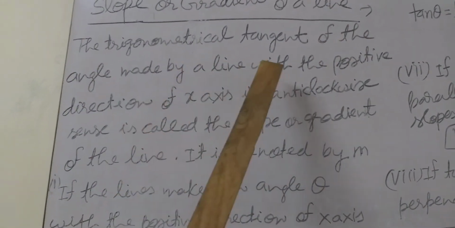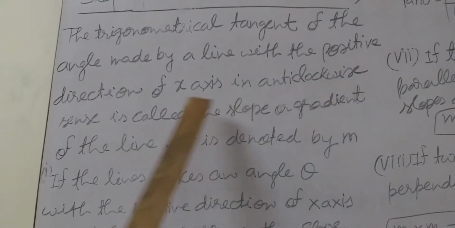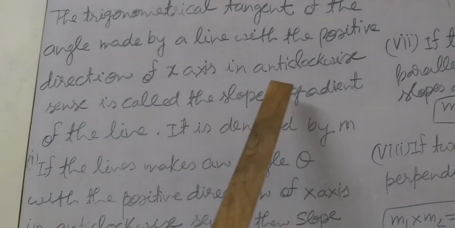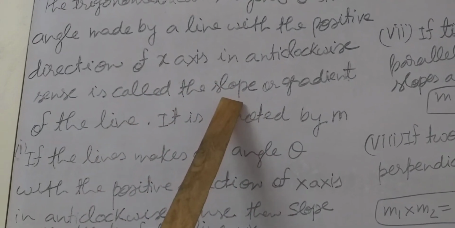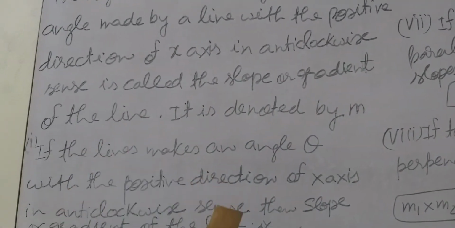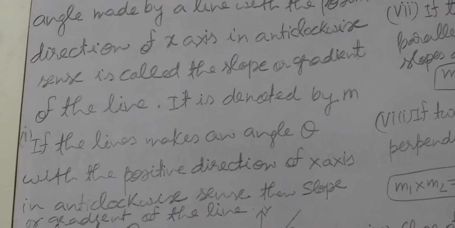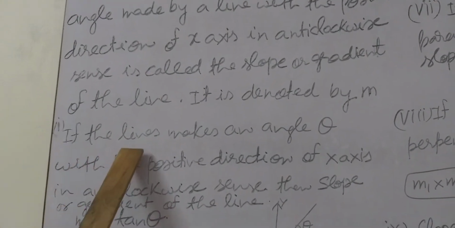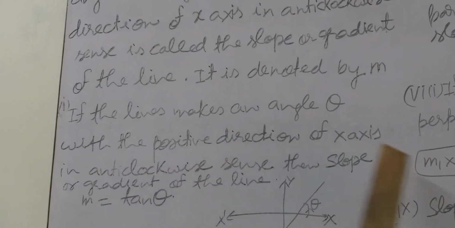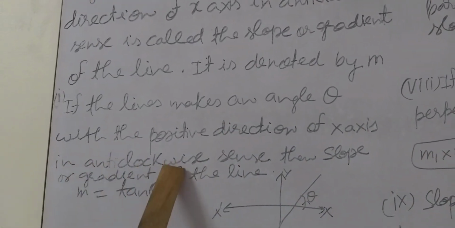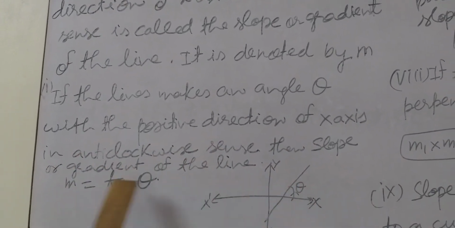The trigonometrical tangent of the angle made by a line with the positive direction of x-axis in anti-clockwise sense is called the slope or gradient of the line. It is denoted by m. If the line makes an angle theta with the positive direction of x-axis in anti-clockwise sense, the slope or gradient of the line m equals tan theta.